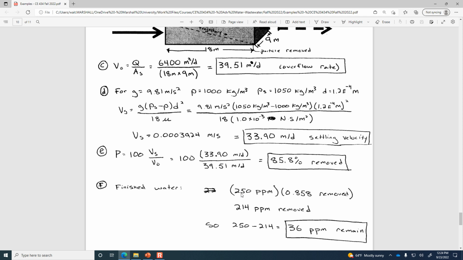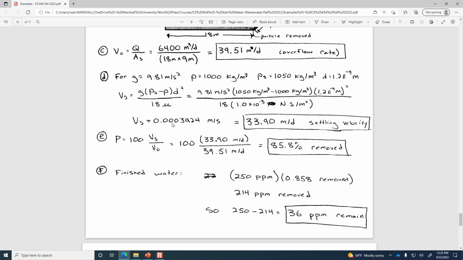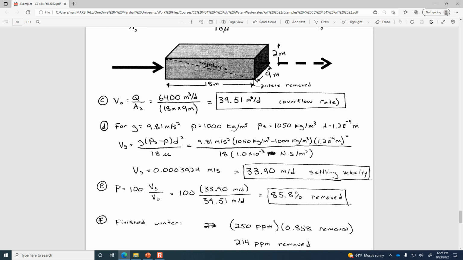So this assumed that there's a perfectly even distribution across the inlet. This approach assumes an even distribution across the inlet.